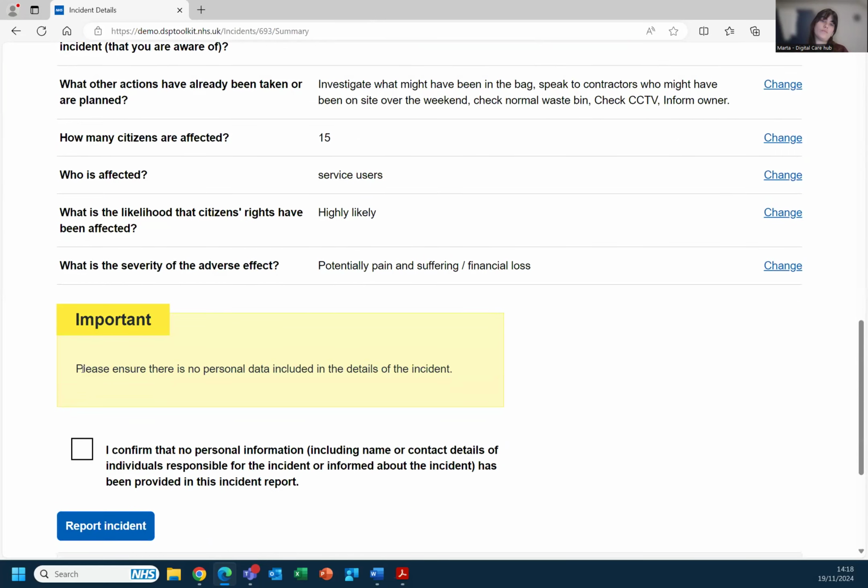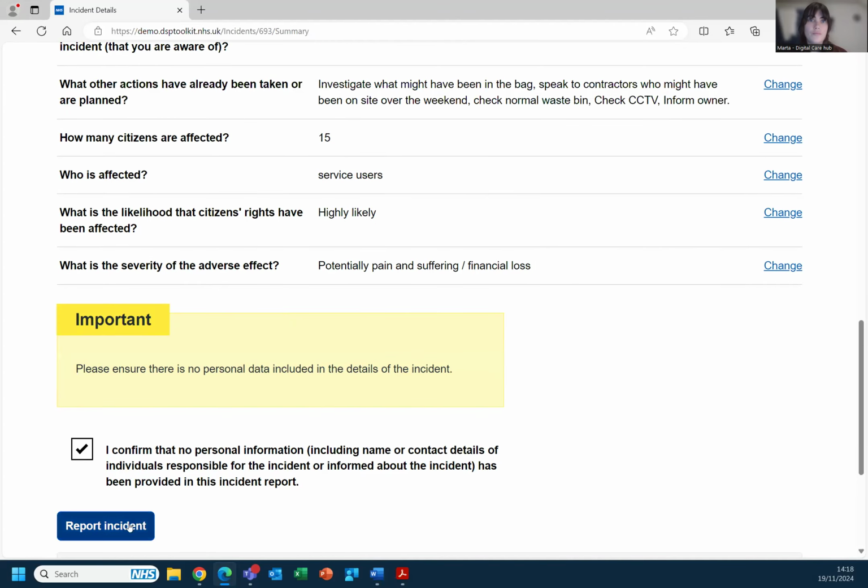And yeah, you've just got to ensure that there's no personal data, including in the details of incidents. So we haven't identified anyone in our report here. We've just said the receptionist, the manager. So that's we've done that correctly there.